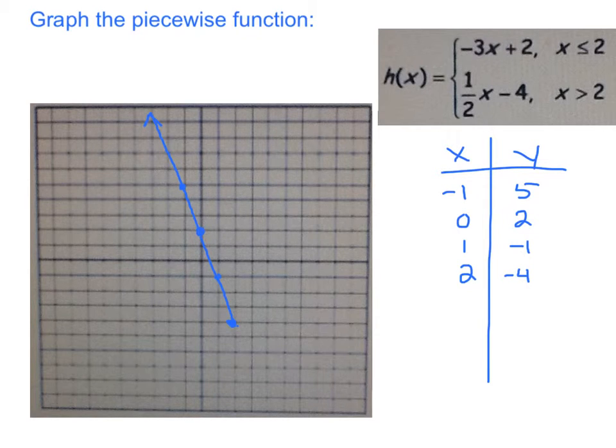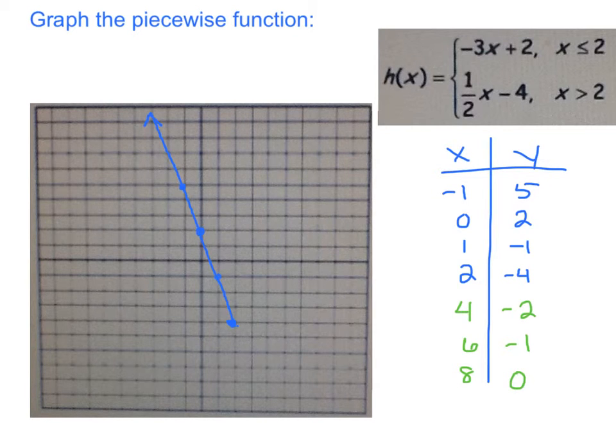So now we go to greater than 2. Let's pick values that are greater than 2. Actually, let's pick values that are going to make it easier on us. Since we have that fraction, let's pick numbers that, if we multiply by the fraction, give us whole numbers. So let's try 4. 4 times 1/2 is 2. 2 minus 4 is negative 2. Let's try 6. 3 minus 4 is negative 1. Let's try 8. And we get 0.